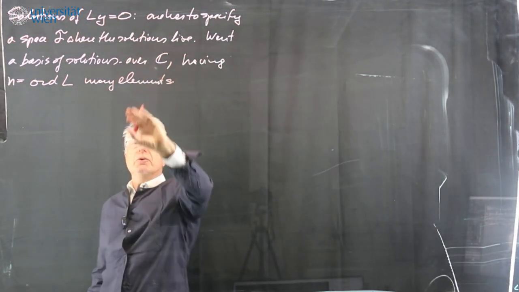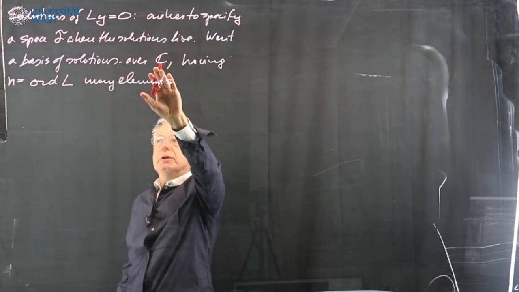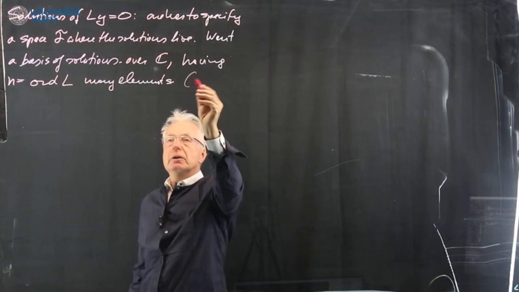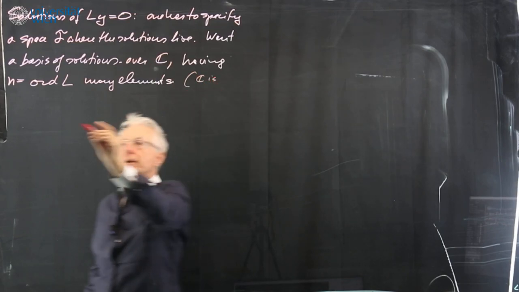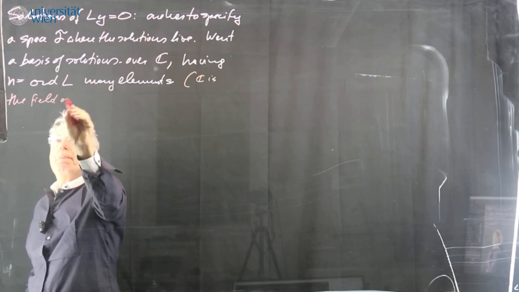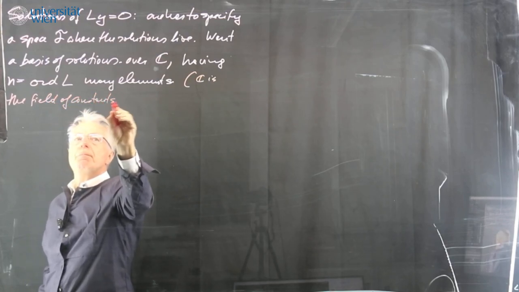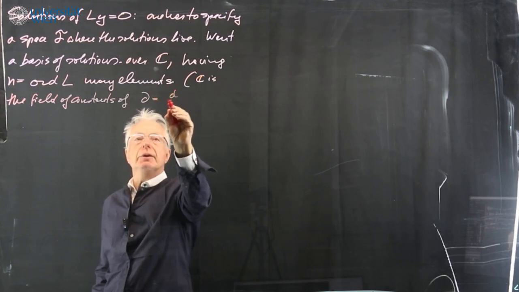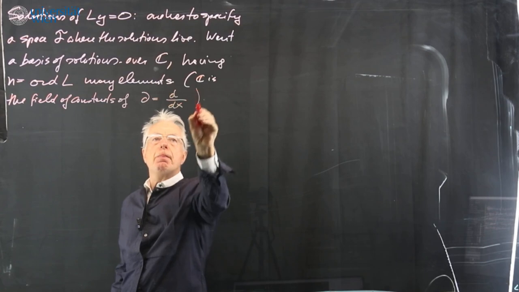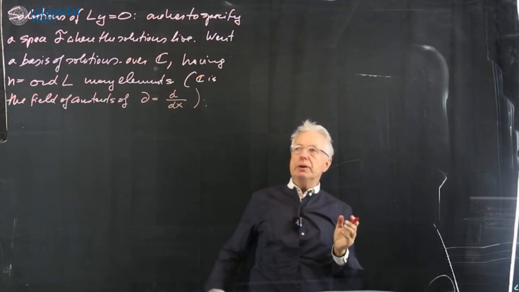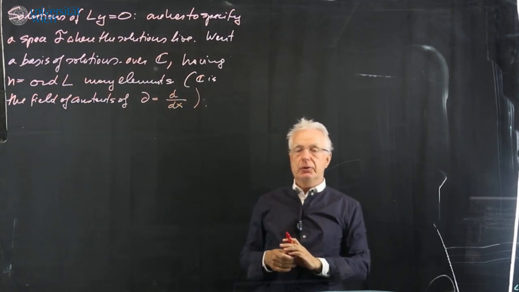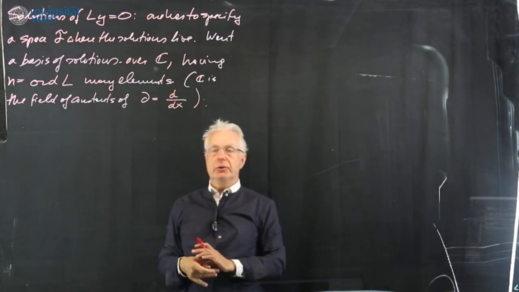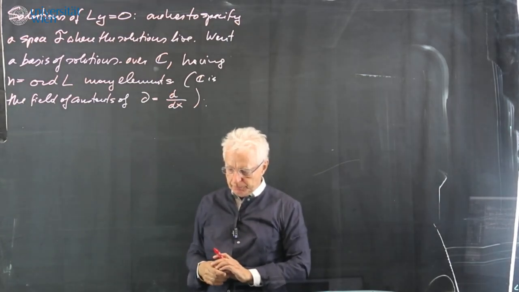Now, why do we consider this over C? If you differentiate constants, then you get 0, of course. So let me write here already, C is the field of constants of, I write my differentiation as del, and this will be just d with respect to dx. Okay. We could also consider different base fields. We could take even fields of characteristic p and different derivations. But for the beginning, we just take this situation.